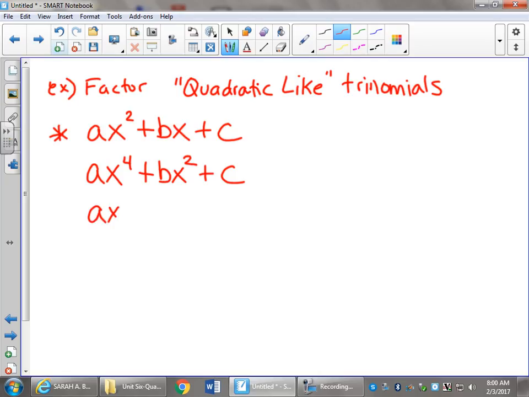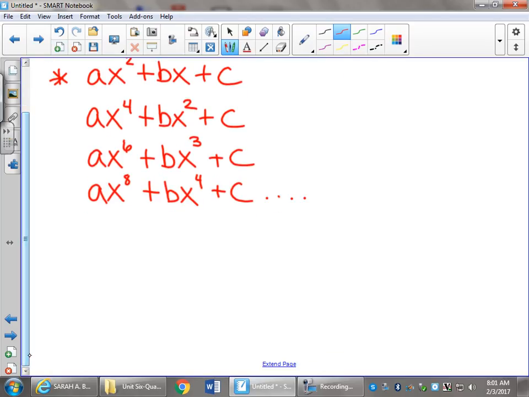And the last term is always constant. You can keep going with this, ax to the 6th, and then it would be bx to what power? And yes, that's 3, plus c. I'll do one more, and then I think you guys get the idea. Ax to the 8th plus bx to the 4th plus c. So as long as it falls into one of these, either right away or maybe after you take out a GCF, we can go through and guess and check it. So we'll do just a couple of those.